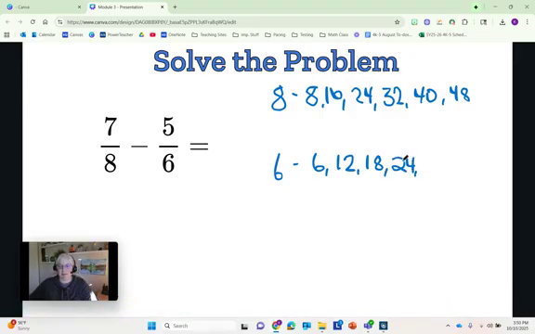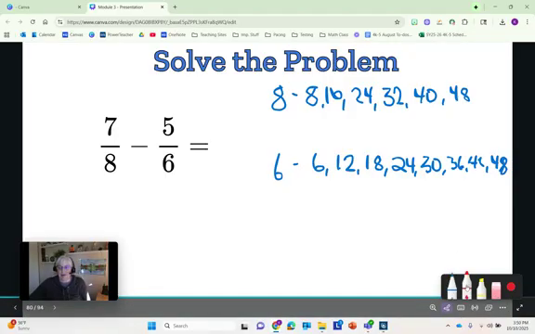All right, 6 times 4 was 24. 6 times 5 is 30. 6 times 6 is 36. 6 times 7 is 42. And 6 times 8 is 48. Let's stop there because I noticed some numbers that are the same.